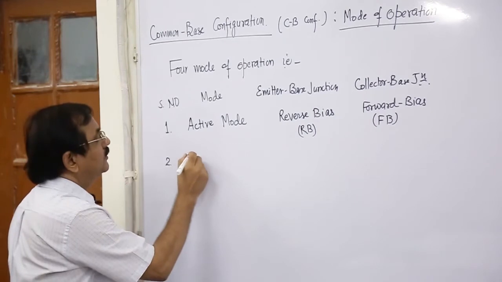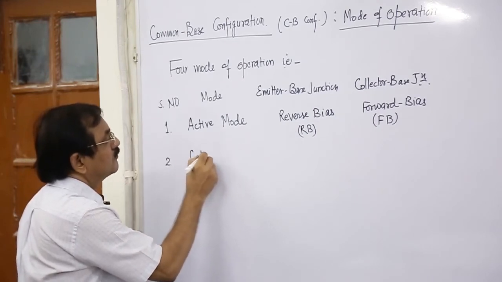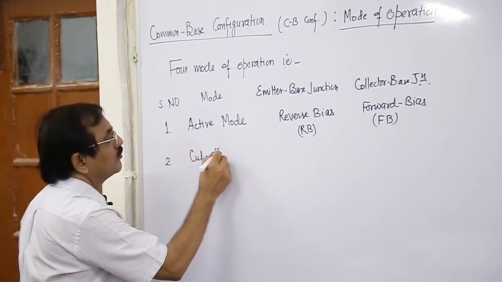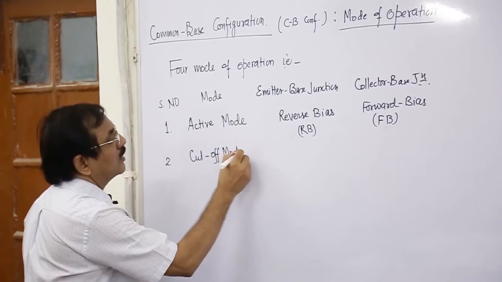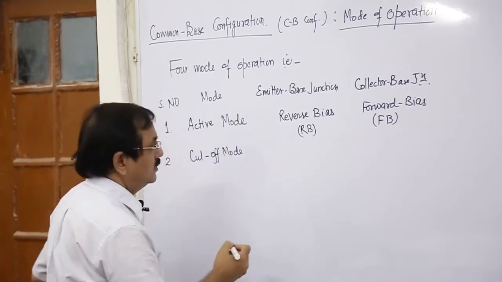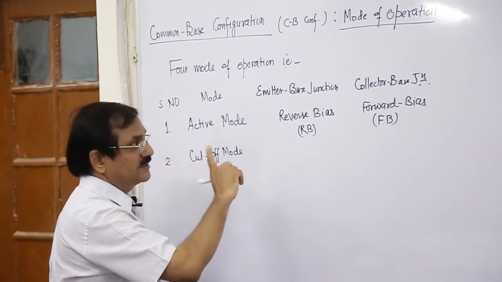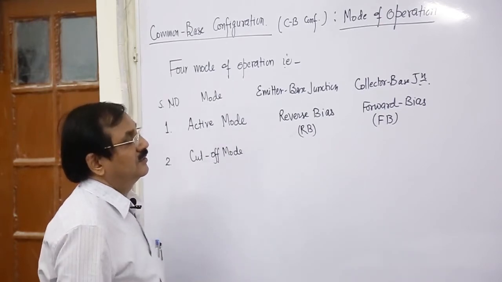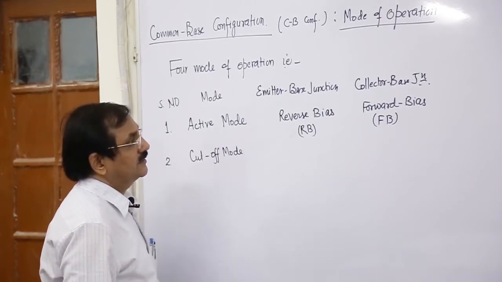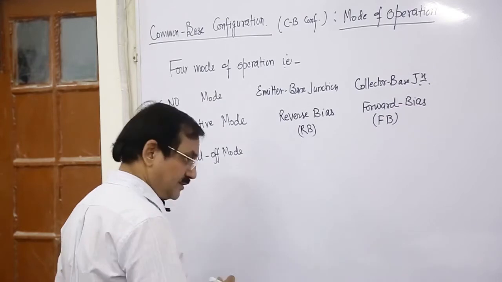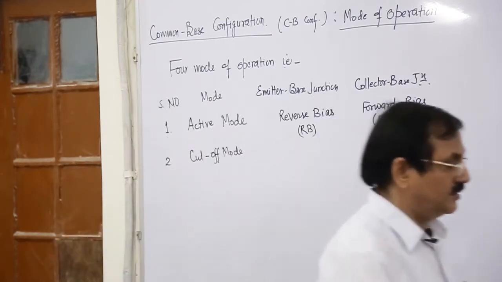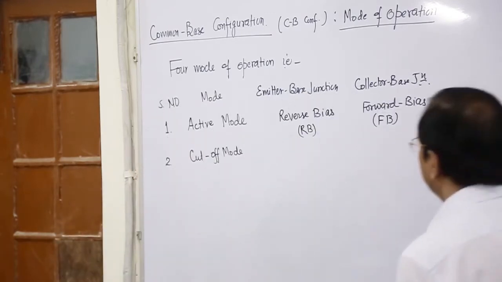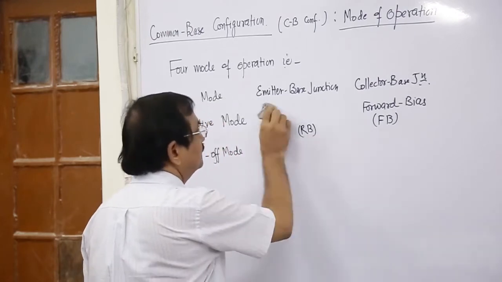Second is the cutoff mode. In cutoff mode, both the junctions are reverse biased.